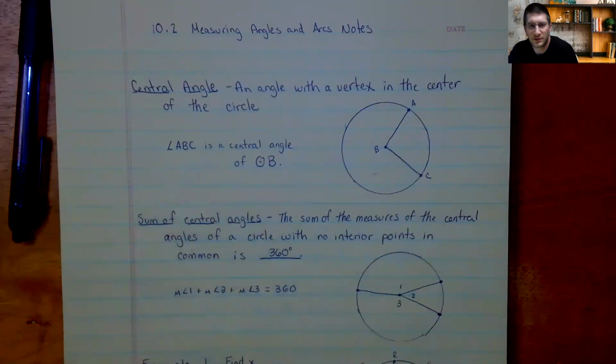So in this circle, circle B, we have an arc, right? We have an angle. That angle is ABC. Because ABC has a vertex at the center, B, then that is called a central angle, right? An angle with a vertex at the center of a circle is a central angle. So angle ABC is a central angle of circle B.